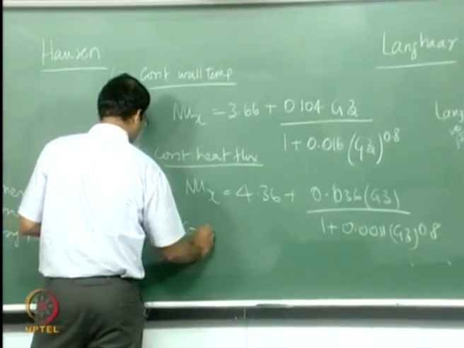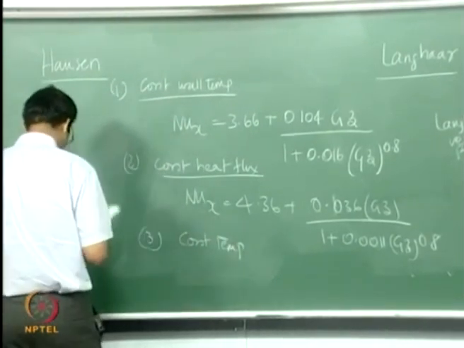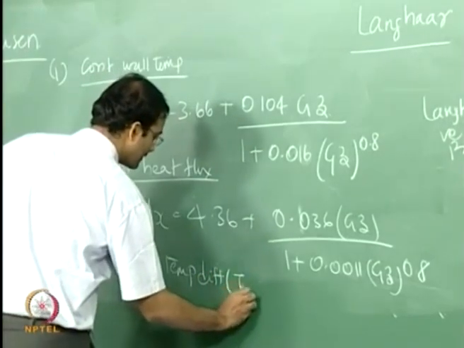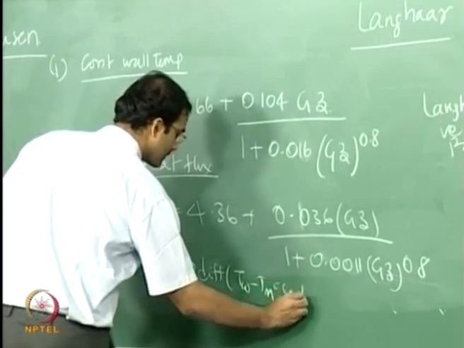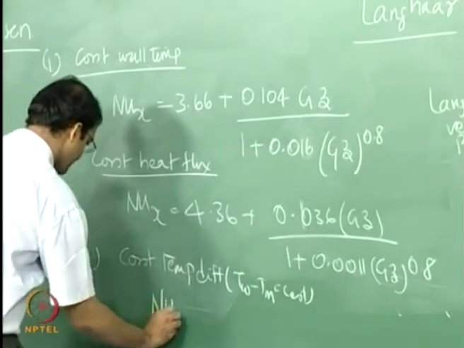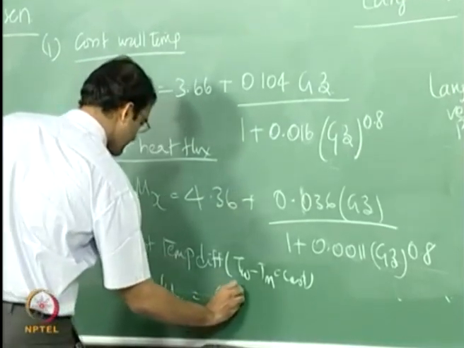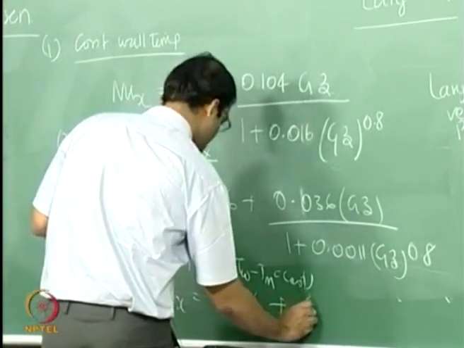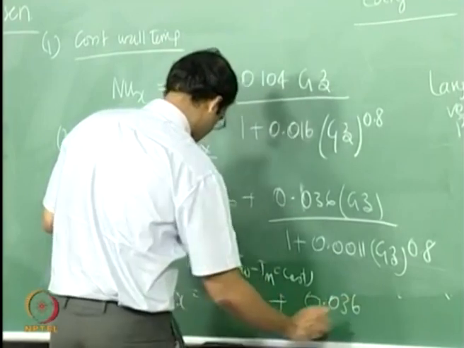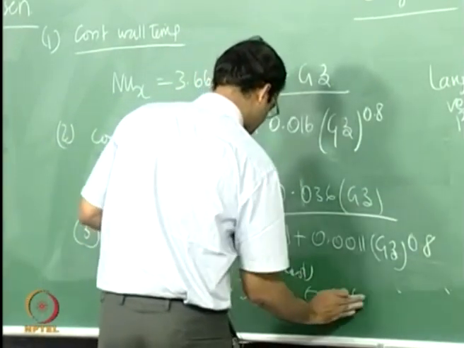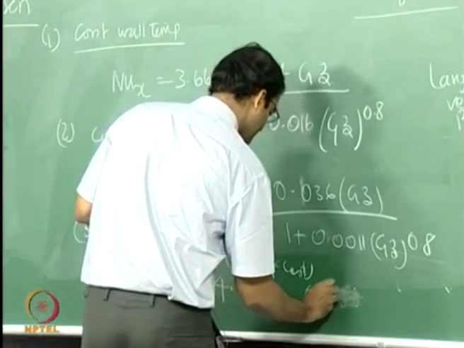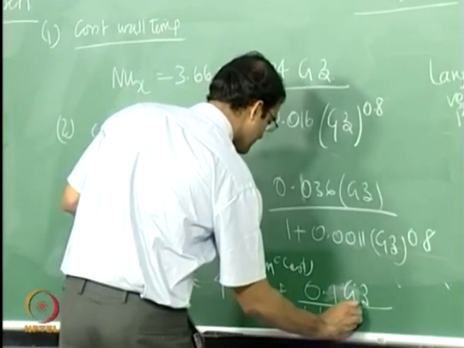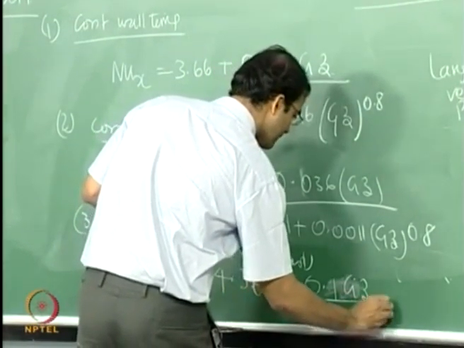he also did it for constant temperature difference. Okay, the constant temperature difference is basically defined as T wall minus Tm is constant. Okay, so for this he got 4.36 plus 0.036 Graetz number, 0.1 into Graetz number divided by 1 plus 0.016 Graetz number to the power 0.8.